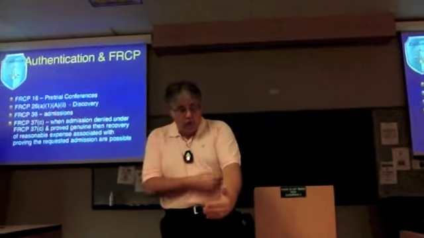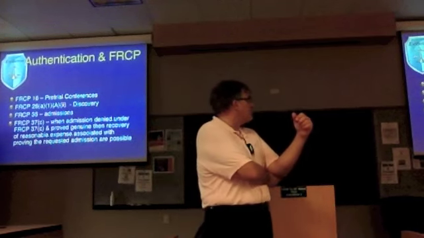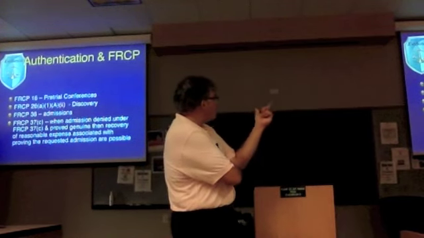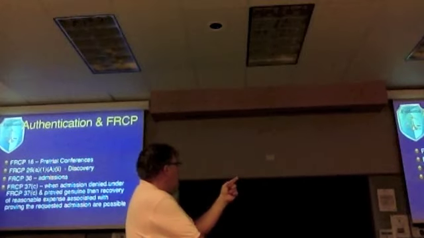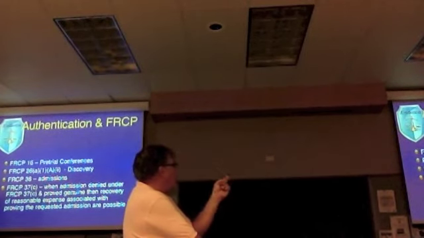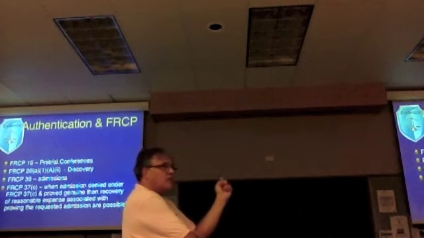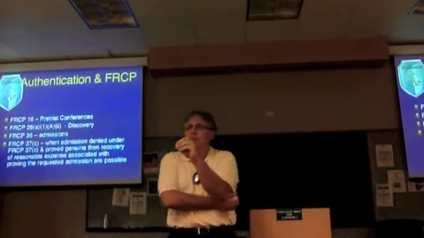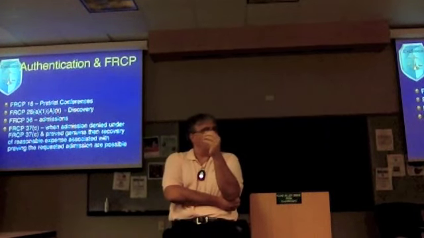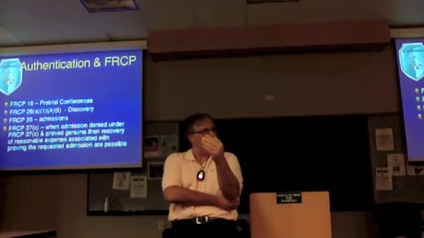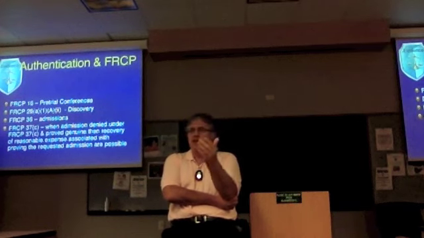And I've just given you an example of it here. If you'll look at the Federal Rules of Civil Procedure, pretrial conferences, discovery, admissions by parties, when admissions are denied, and when admissions were denied and I subsequently prove it, all have an impact on the way in which you conduct authentication. This is sort of like the teeth to properly meeting discovery requirements.